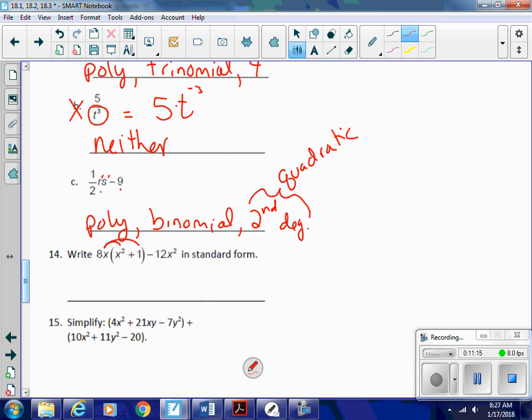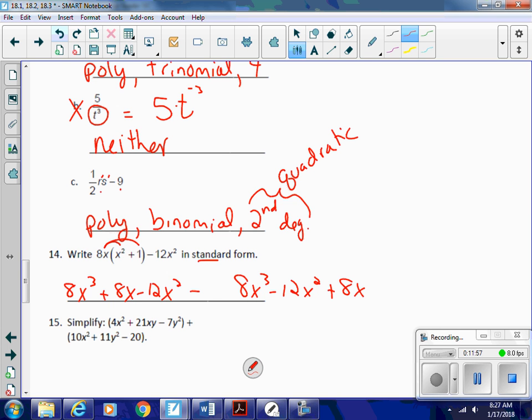No worries. 8x times x squared is 8x to the third power. And 8x times 1 is 8x minus 12x squared. But I'm not simplified yet, so I guess that's not my final answer. Well, it is, there's no like terms to collect, but I'm not in standard form yet. I have to put things in order of degree. So my final answer is 8x to the third minus 12x squared plus 8x.